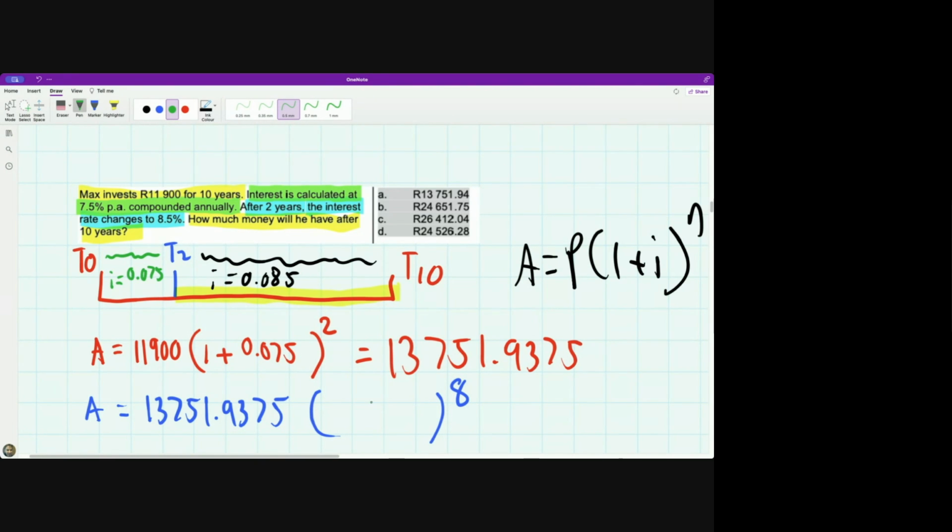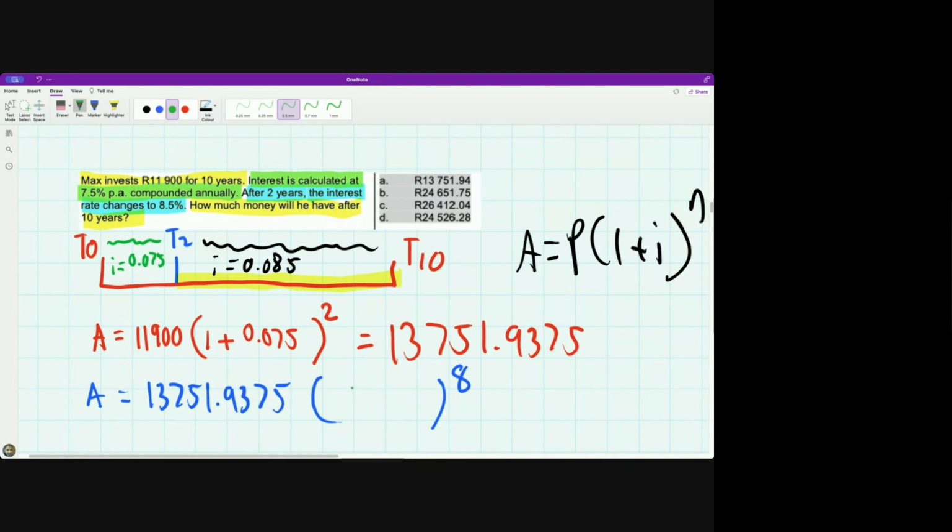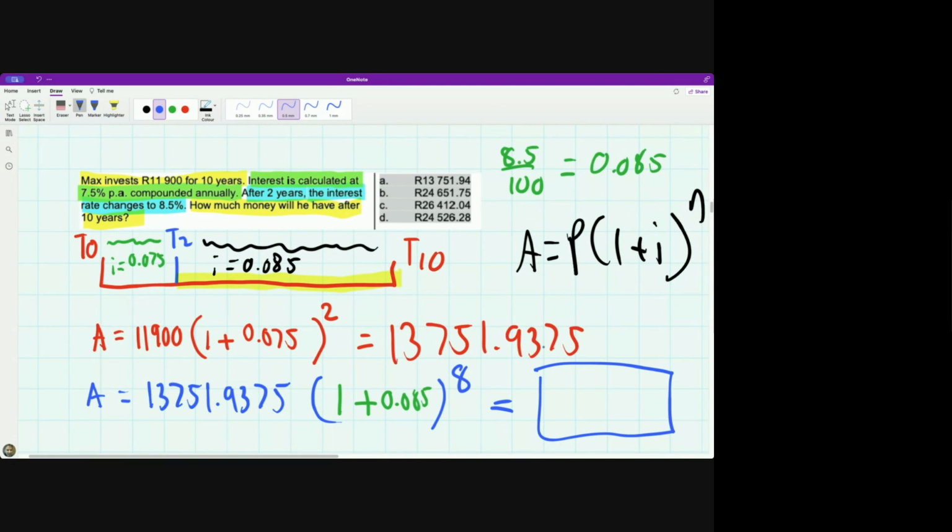What do you think is going to go inside this bracket here? I think it has to be 1 plus, but then what is going to go in here? Is it going to be 7.5%? No. It's going to be 8.5%, which is 0.085. Or if you're confused about that, it's just 8.5 over 100, which is 0.085. Now, if you grow that amount that was sitting in the bank after 2 years for 8 more years, you should get your final answer. And then see if you can find one of the options that match.